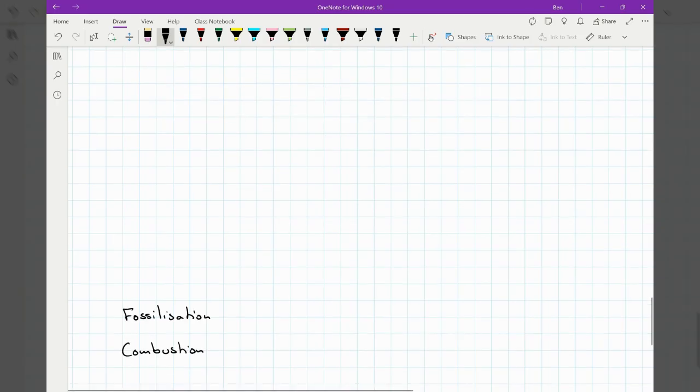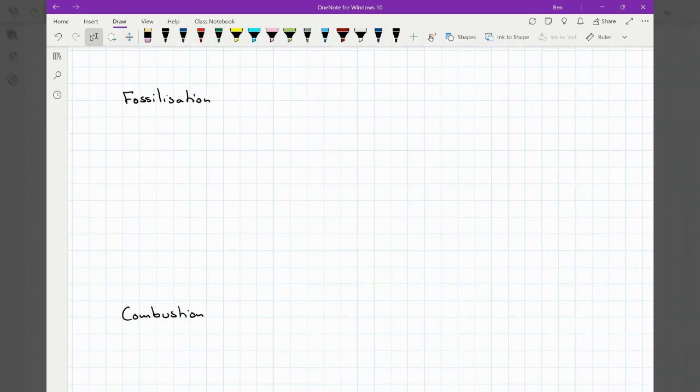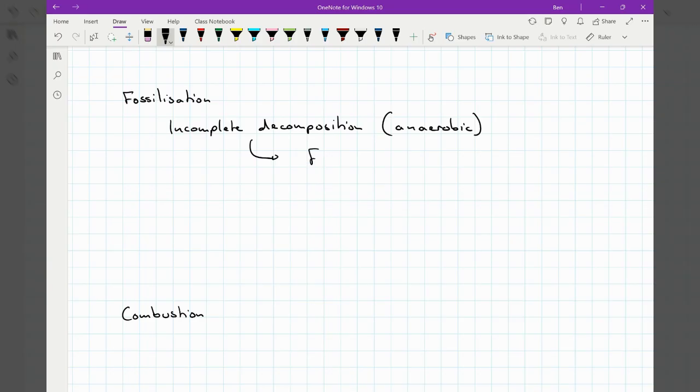And fossilization is the next one. So this is where you have incomplete decomposition, typically, but not always, in anaerobic conditions because it's less efficient, so less of it gets used up. And this is turned into stuff like fossil fuels.